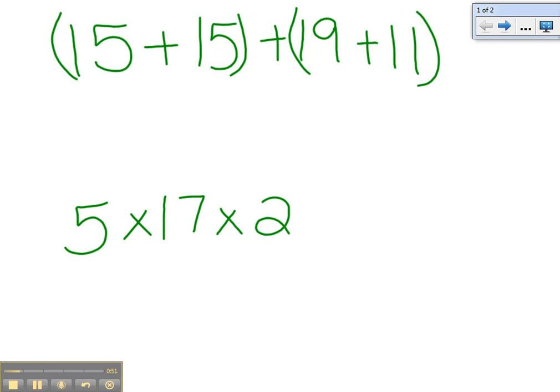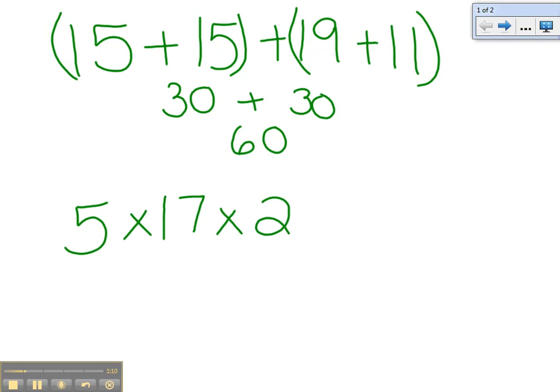So I have 15 plus 15. Well, I know that that's 30. 19 plus 11 is also going to equal 30. So 30 plus 30 is something I can easily do in my head. That's going to equal 60. Again, I moved the numbers around to make them easier to add without a calculator.